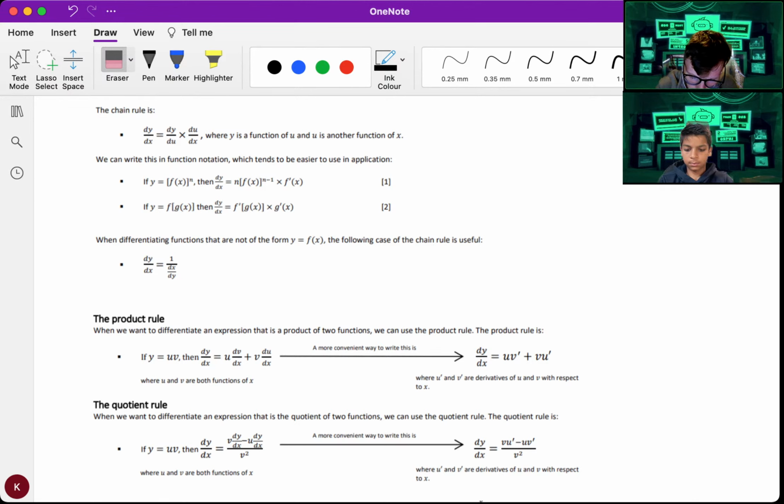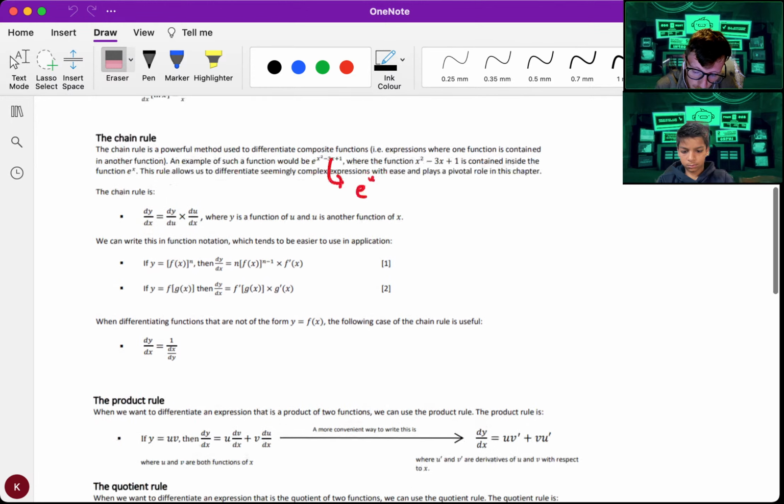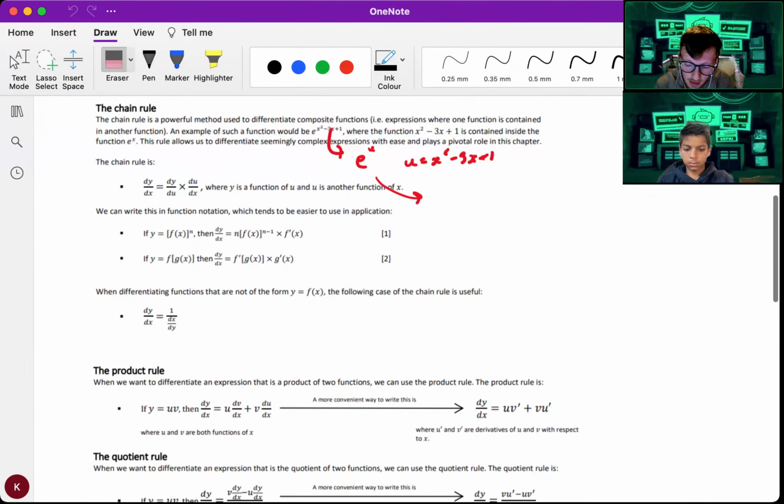So just a quick example: if we had e to the x squared minus 3x plus 1, that would be e to the u, where u is equal to x squared minus 3x plus 1. And what we do is differentiate our two functions separately. So e to the u differentiates to e to the u when you differentiate with respect to u, and you differentiate the u function with respect to x, which gives 2x minus 3, and then you multiply them together. So dy/dx would be e to the u, which is e to the x squared minus 3x plus 1, multiplied by 2x minus 3.